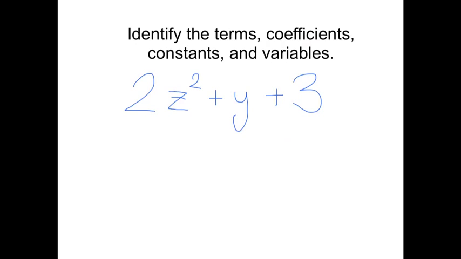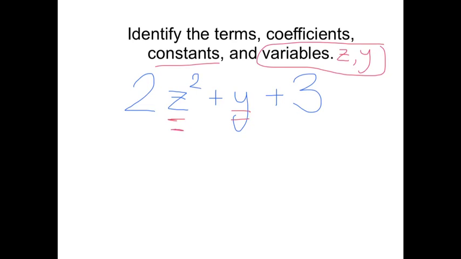Here's another one. Identify the terms, coefficients, constants, and variables. Let's start with the easy one, the variables. Right off the bat are the easiest ones to find. The variables are the letters that stand for numbers. So we have z and y. Those are the variables. We can put any number in those. That's why they are called variables.